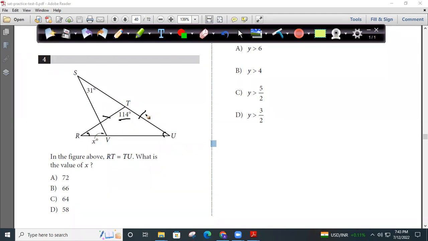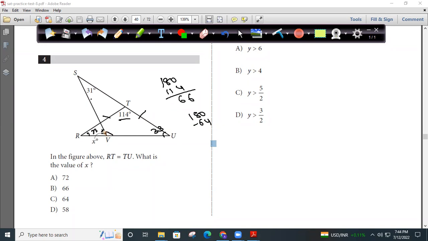So this should be 180 minus 114. What is 180 minus 114? 66. So this should be 33, and this should be 33. And they gave me this angle as 31. So this angle is 31 plus 33, which is 64. So 180 minus 64. This automatically becomes 64.